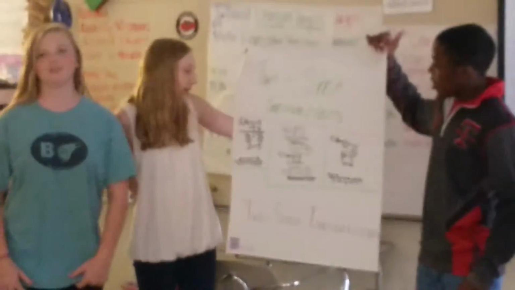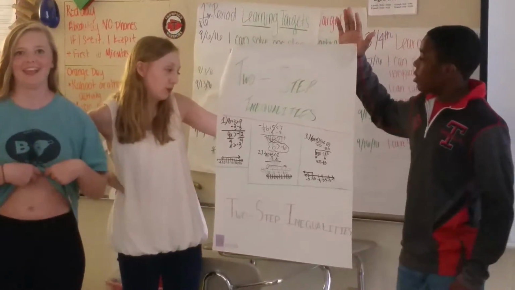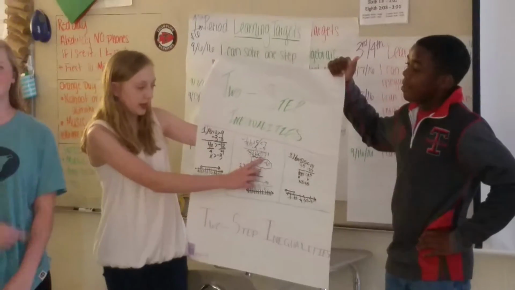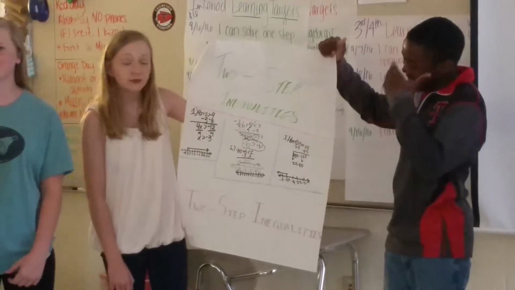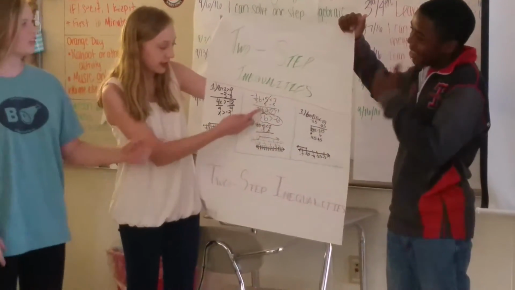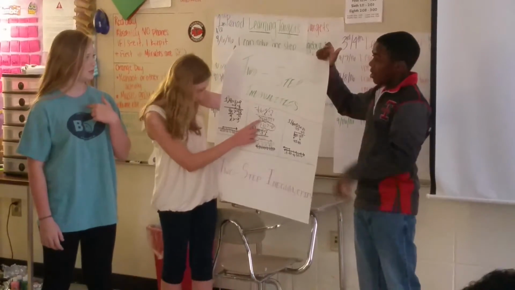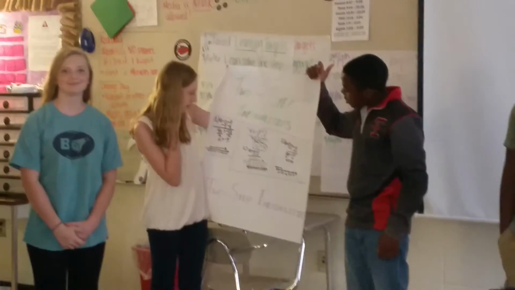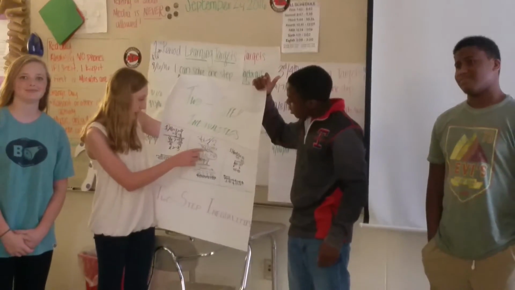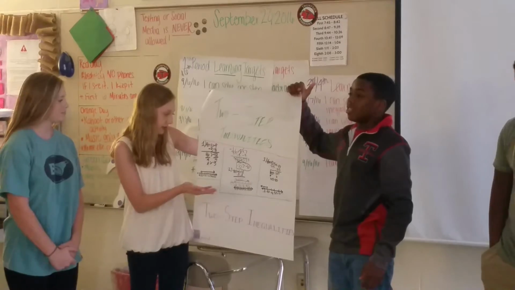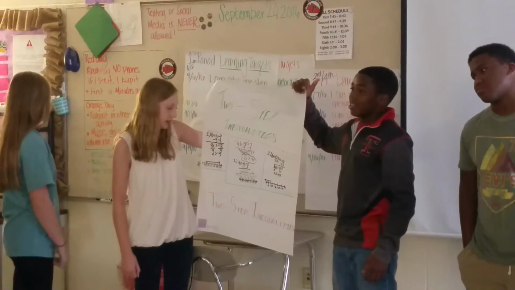Number 2 was negative 1/3 b plus 5 is less than 7. We subtracted 5 on both sides of the sign, which canceled out the 5, and we got negative 1/3 b is less than 2. We multiplied both sides by the reciprocal, which is negative 3, and got b is greater than negative 6.